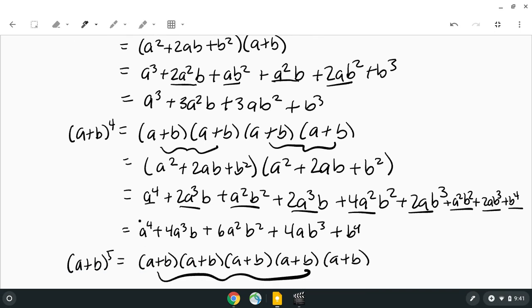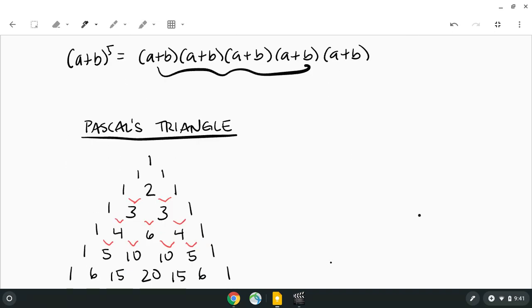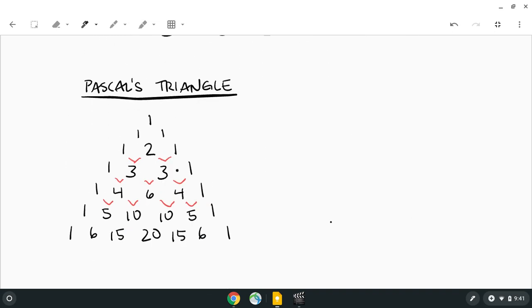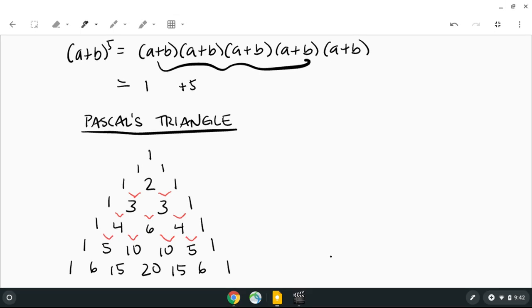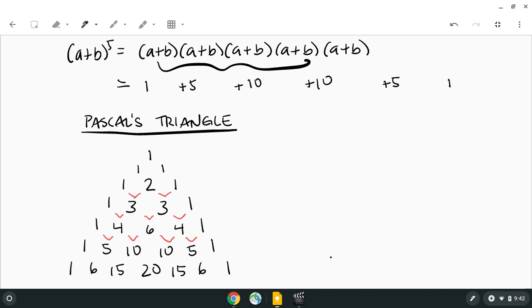Look at the coefficients here: 1, 4, 6, 4, 1. Those are the numbers in Pascal's triangle. So over here, if I wanted to multiply this out, I know I'm going to get 1, 5, 10, 10, 5, 1 for my coefficients. So 1 plus 5 plus 10 plus 10 plus 5 plus 1.